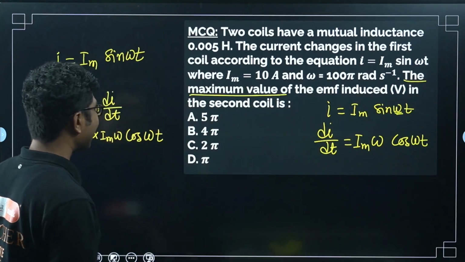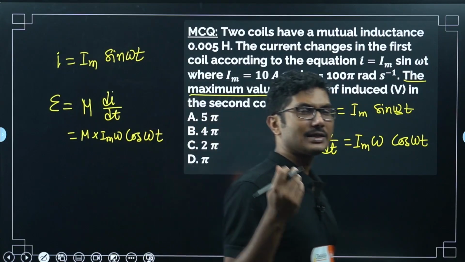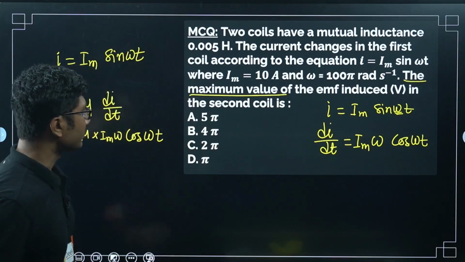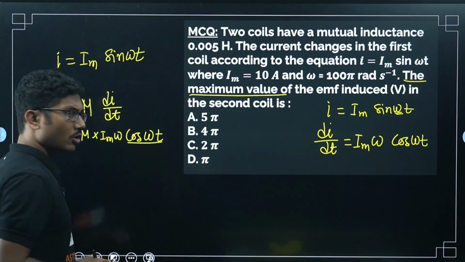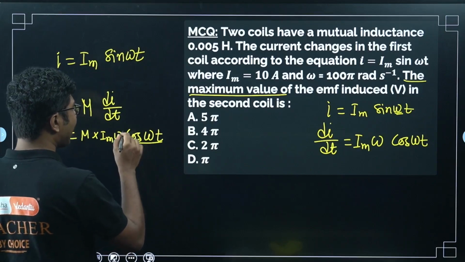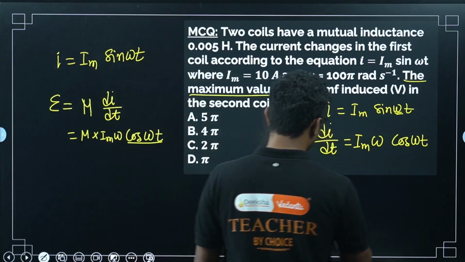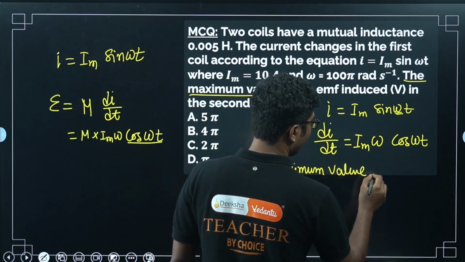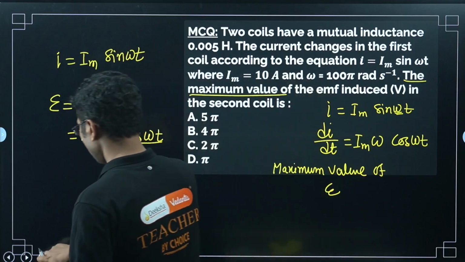Now if you read the question carefully, they have asked you the maximum value of the EMF. When a sine or cos term is involved, and they ask what is the maximum value, you have to take the maximum possible value of sine or cos. In this case the maximum possible value of cos theta is 1. So the maximum value of cos omega t is 1.